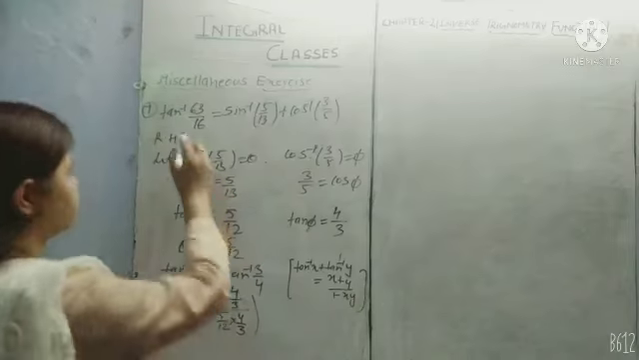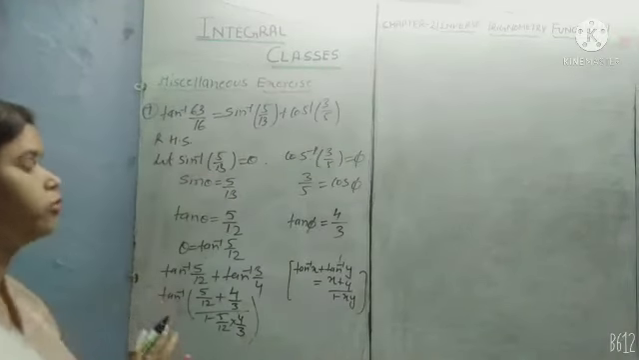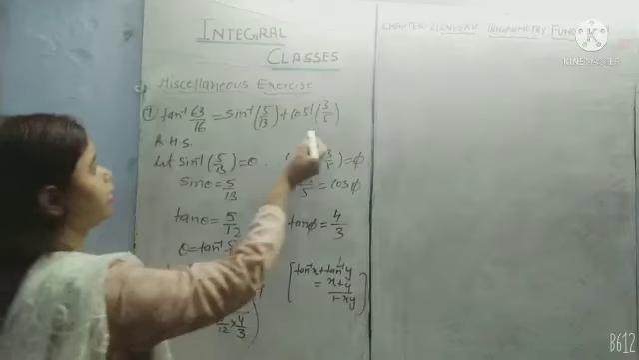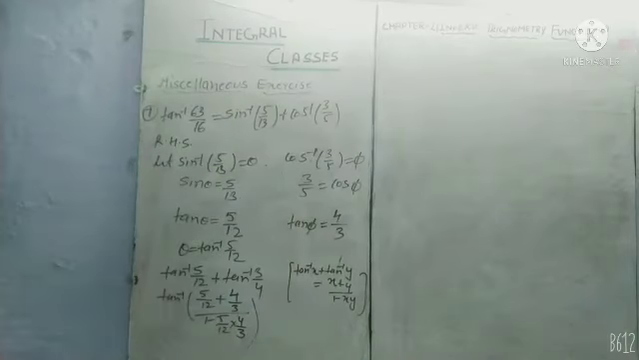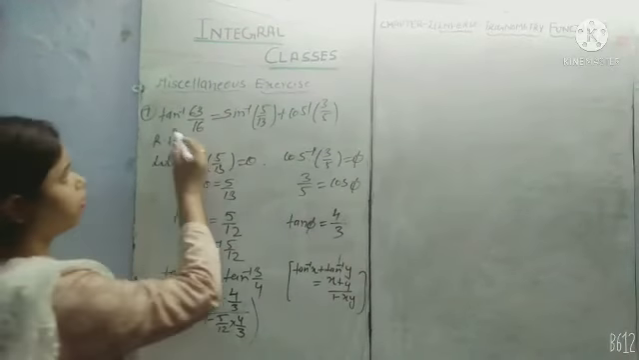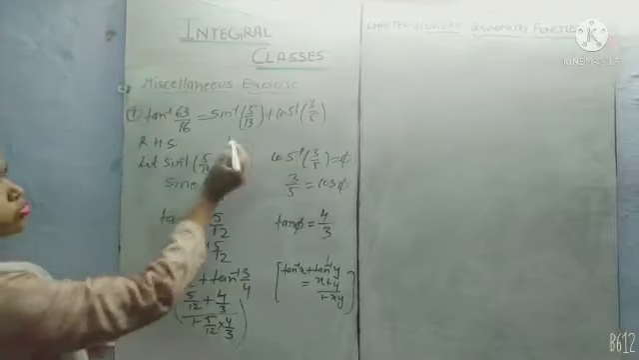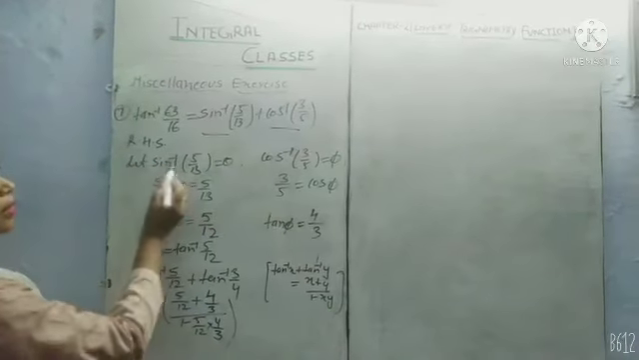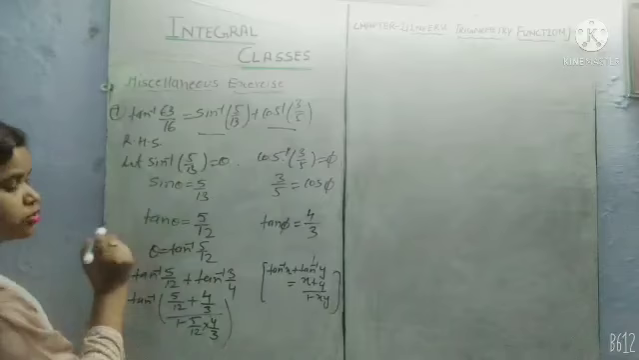Now student, question number 7. It is also similar to question number 5 and 6, but here, student, the three terms are in different trigonometric ratios. So first of all we will change all the terms into the same ratio. We will start from the right hand side. Let sin inverse 5 upon 13 equal theta.